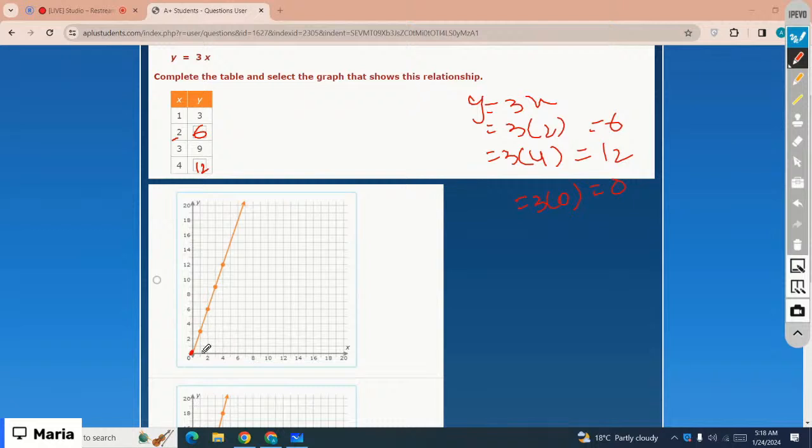You can also match these values. Here you have x is 1, y is 3. Here you have x is 2, y is 6. Here you have x is 3 and y is 9. Here you have x is 4 and y is 12. These are the values here, 3, 6, 9 and 12. Isn't it? Option number 1 is the correct option. Got it?